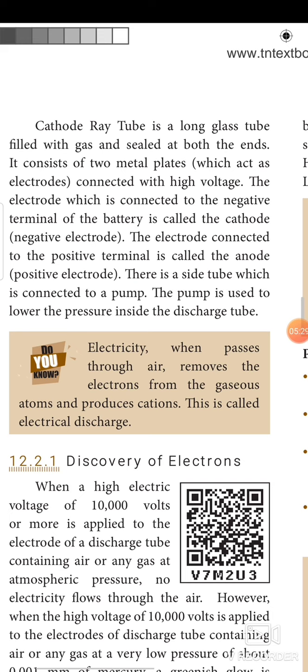See, a cathode ray tube is a long glass tube filled with gas, sealed at both the ends. It consists of two metal plates which act as electrodes connected to a high voltage. The electrode which is connected to the negative terminal of the battery is called the cathode. The electrode connected to the positive terminal is called the anode.